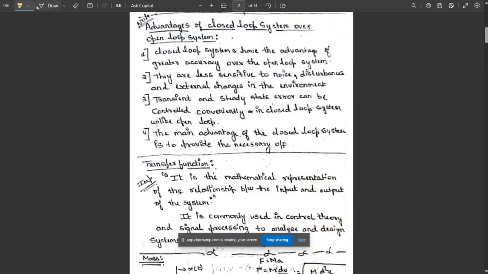Before that, if you want, you can note down these advantages. This is basically the theory part, advantages of closed loop control system over open loop. If you want, you can note this down. Just see, there are 4 advantages, and I've discussed the differences, right? Less sensitive, more sensitive, and the main advantage of this closed loop system is to provide the necessary output, whereas in the open system, the output is not dependent upon the input. That's why the formation of output is very hard in case of open loop.